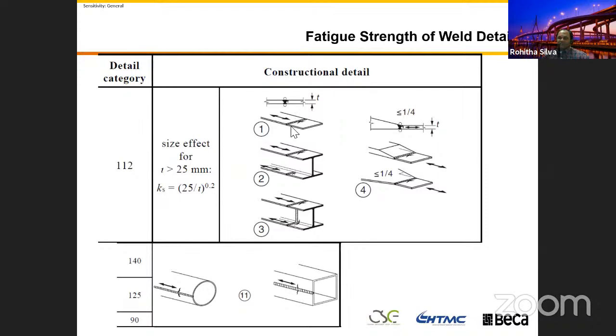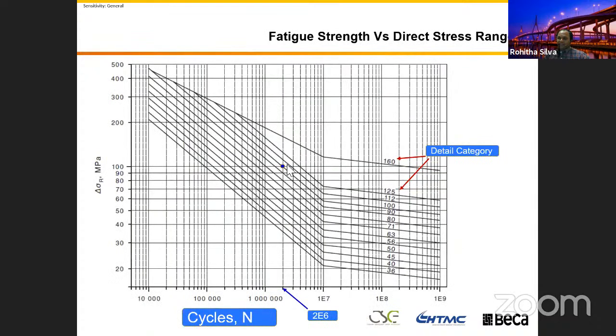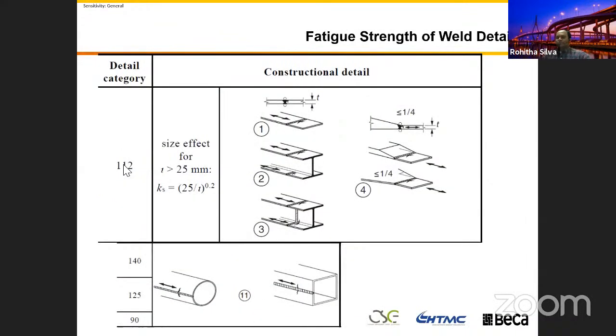Then your fatigue stress, you need to make sure that when you check your design, according to the location of the joint, it won't exceed that value. But it depends on the number of cycles. If it is 2 million cycles, it's 112. But if you are designing your bridge only for 1 million cycles, then it's a different story. You can have a higher stress limit. So this 112 corresponds to 2 million.